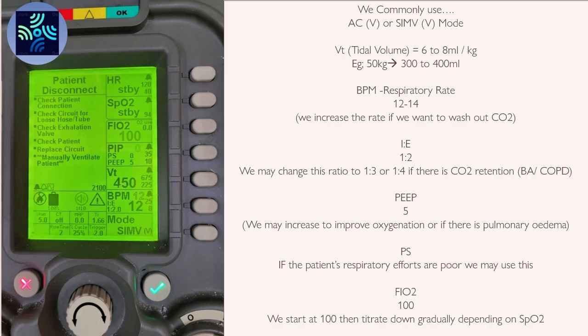PS is the pressure support. This is used to assist the patient's respiratory efforts and can be set around 10. FiO2 is the fraction of inspired oxygen. We start at 100 then titrate down gradually depending on the SpO2.